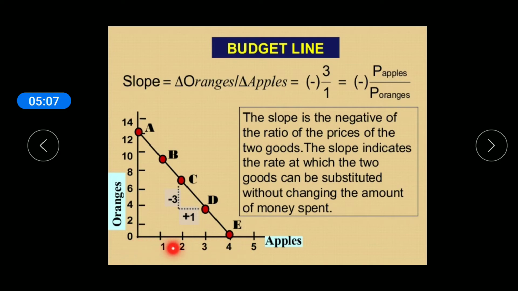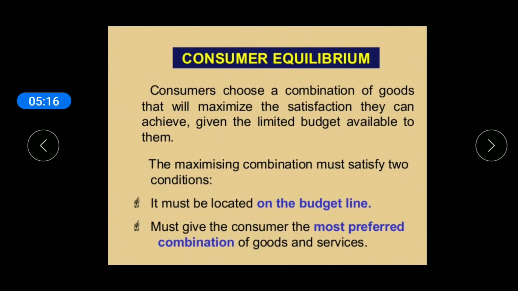So if he wants to increase one commodity, he definitely has to decrease the consumption of another commodity. That's why the slope of the budget line is always negative.